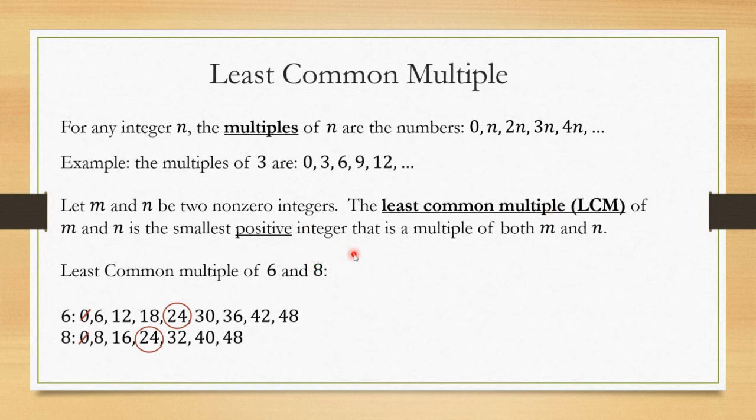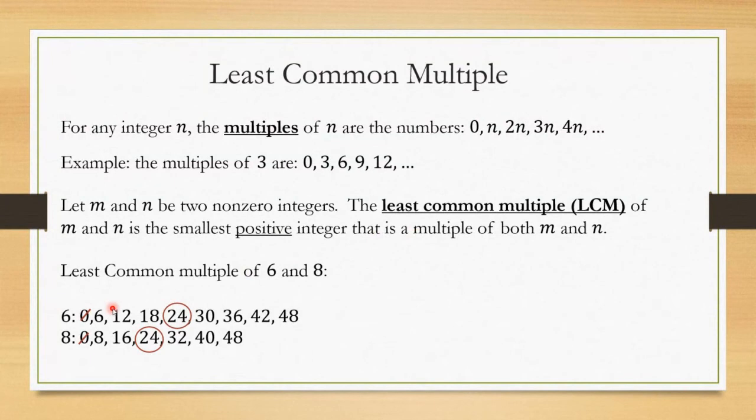So for instance, let's suppose we had 6 and 8. There are fancy ways to get the least common multiple. They're based on number theory, so I'm not going to go through them. For now, all we can really do is list the multiples until we get the first positive integer in both lists. So 0 we actually disregard. Even though 0 is technically a multiple of both, it can't be the LCM because it has to be positive.